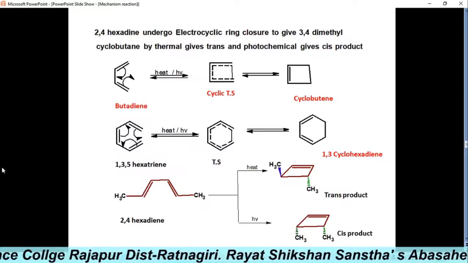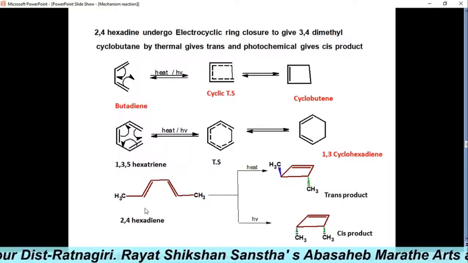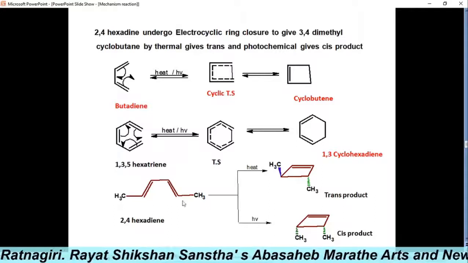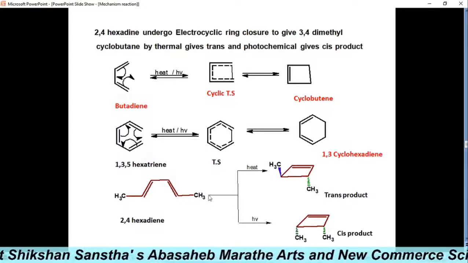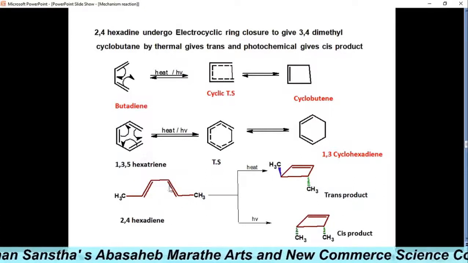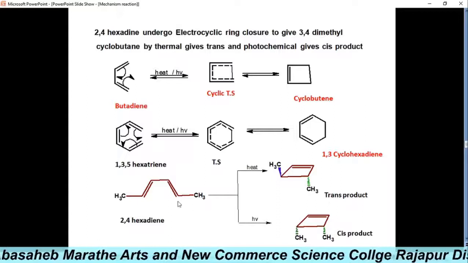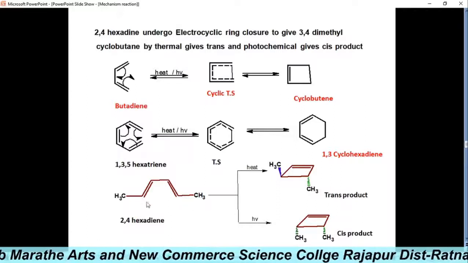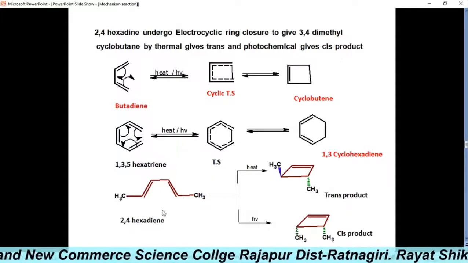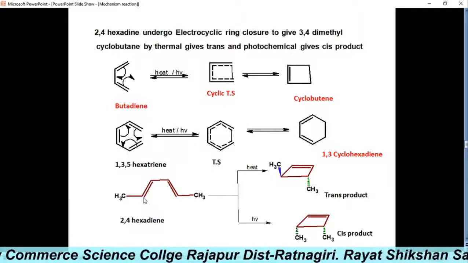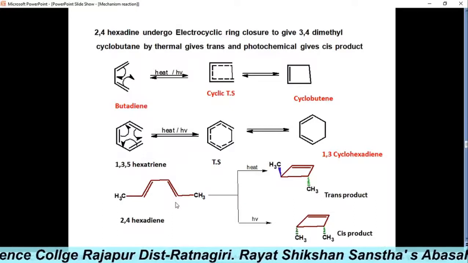Another example we have seen is 2,4-hexadiene. So 1, 2, 3, 4, 5, and 6. Okay. So the double bonds are at 2 and 4, so 2,4-hexadiene. Two products are possible. Which products? This other atom is a hydrogen. It is also another atom is a hydrogen. Okay. So this hydrogen is here and another hydrogen is this.